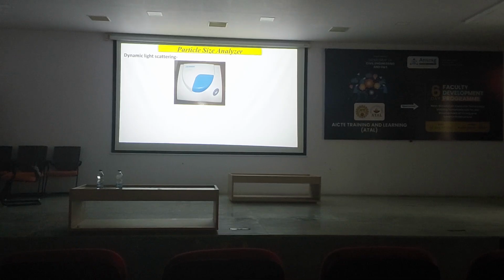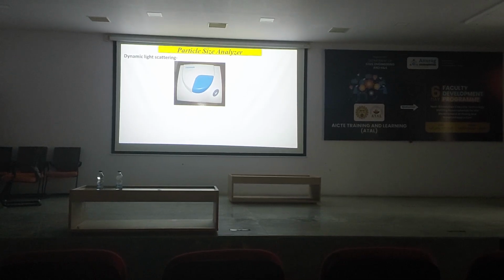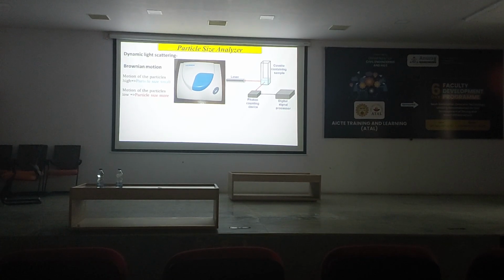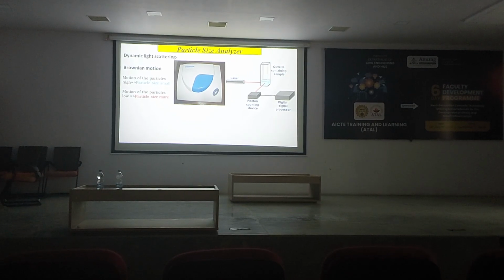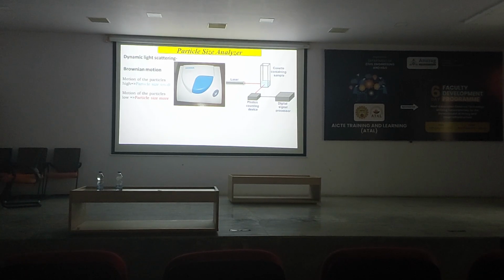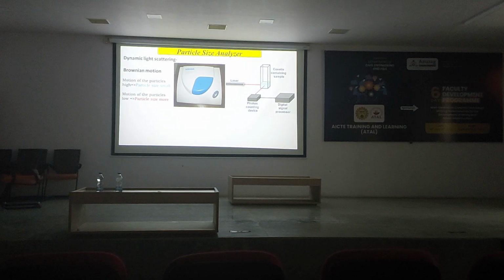And this is the particle size analyzer. It works under the principle of dynamic light scattering, right? What we get from here is a histogram under Brownian motion. If the motion of the particle is high, the particle size is small. If the particle motion is low, the particle size is larger.